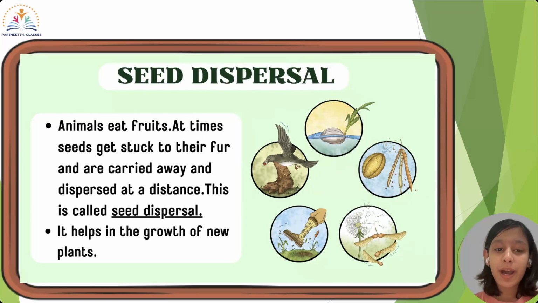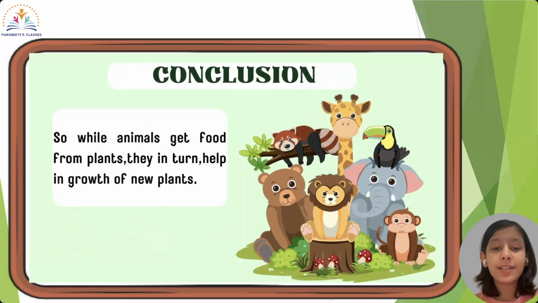Seed dispersal. Animals eat fruits. At times, seeds get stuck to their fur and are carried away and dispersed at a distance. This is called dispersal. It helps in the growth of new plants. Conclusion. So, while animals get food from plants, they in turn help in growth of new plants.